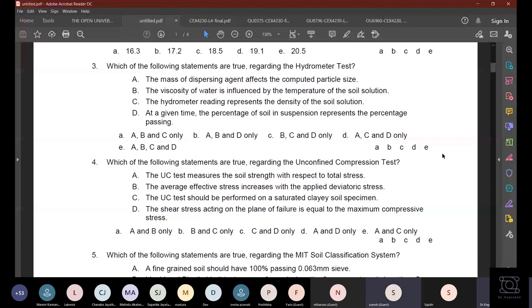Similarly, it happens, right? Until the smallest sieve. So the smallest particles, the smaller ones, will be in the suspension. The larger will be settling down. So what has settled down is percent retained. What is in the suspension is percent passing. Yes, right? So compare this with sieve, right?